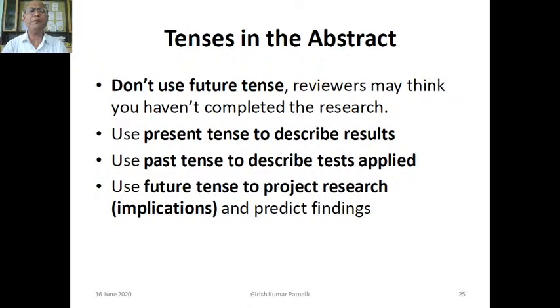And any implications or conclusion, you can very well write in a future tense. How it is going to affect, how it is going to contribute, that you can very well use as a future tense. That we call an implication of your research work. So these are the tenses that we should use, and I suggest you use them in the abstract.